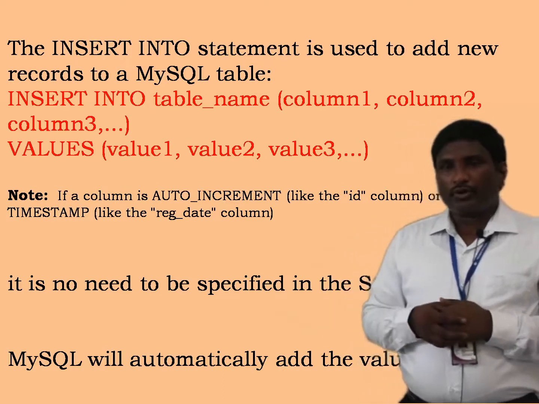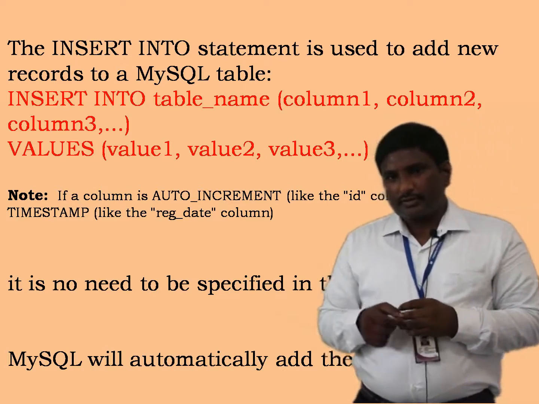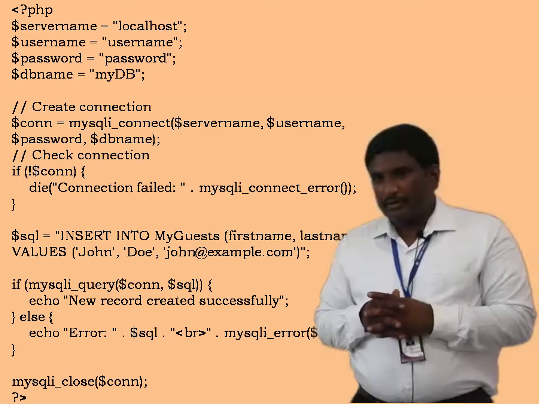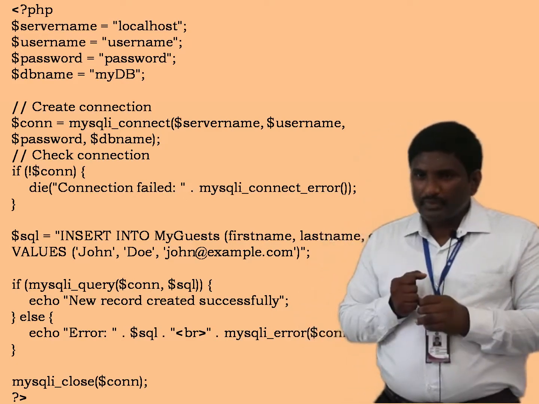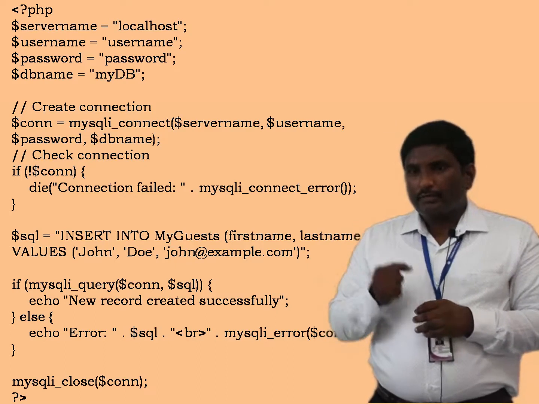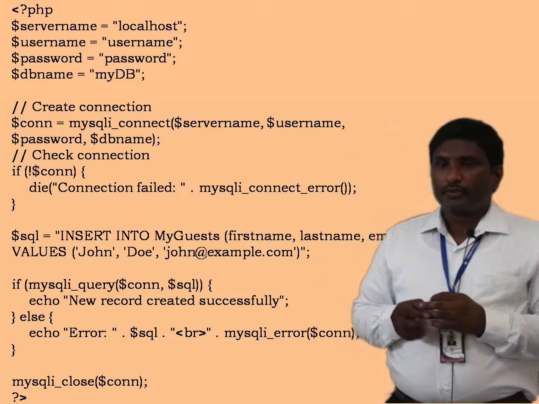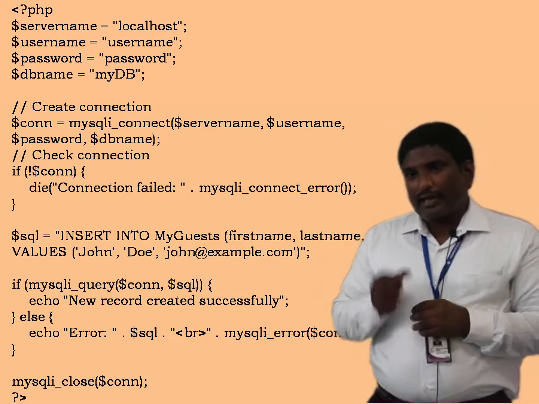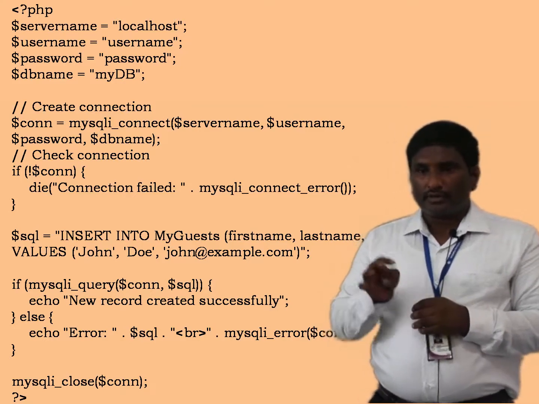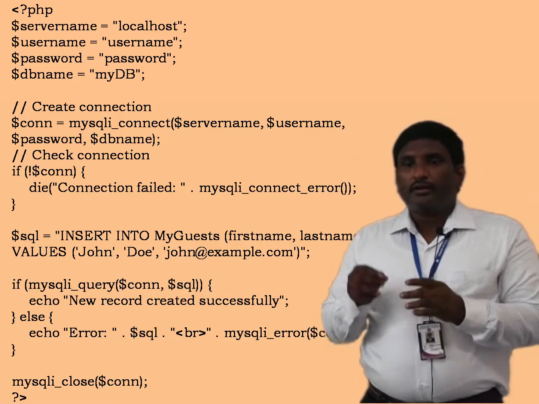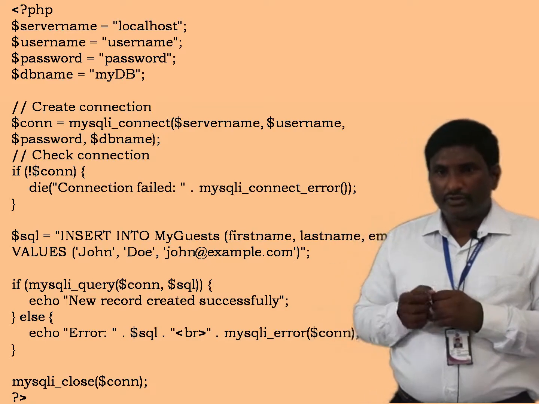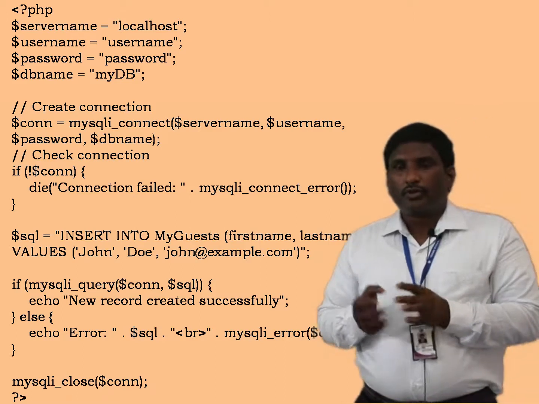Next program: how to insert values into my table. In this scenario, I just need to establish a connection, the same way we have written earlier, and then insert into MyGuests, having the fields first name, last name, email. There are three fields, and the values are John, Doe, john@example.com. So we are going to insert these values. This is the SQL query.